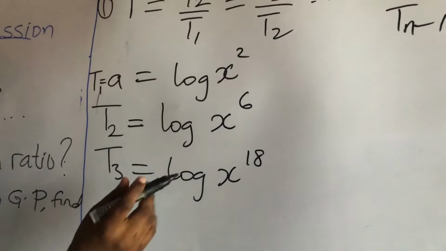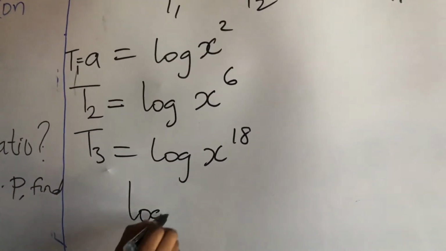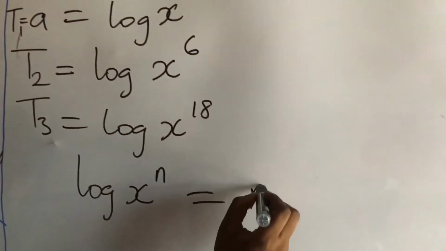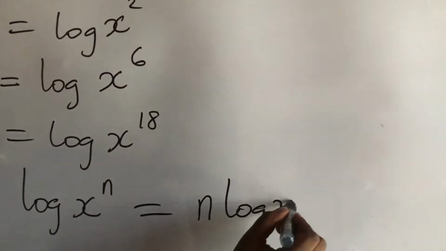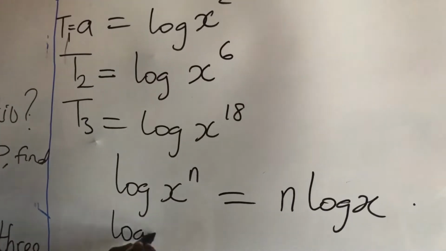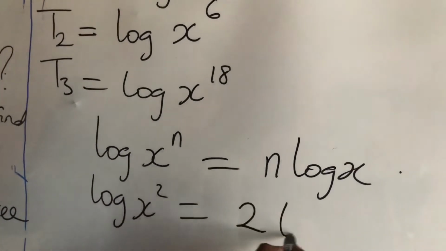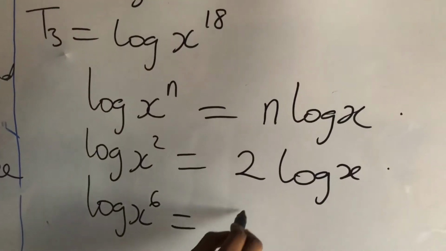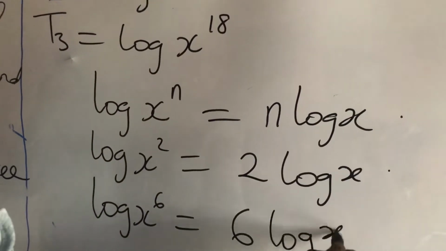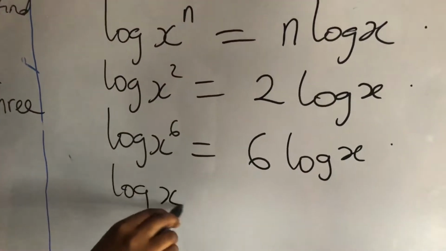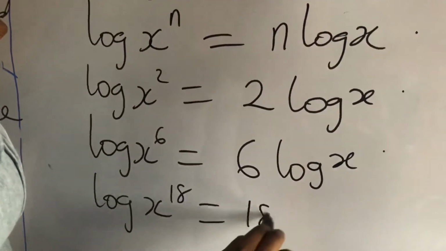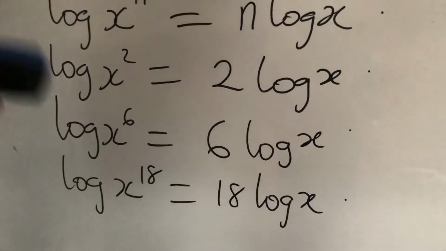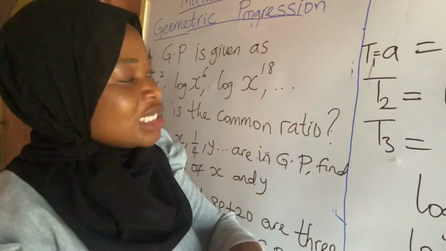And according to the law of logarithm, if we have log of x raised to the power of n, it's the same thing as using this power to multiply the log, so it's equal to n multiplied by log of x. The same thing is applicable here. Log of x squared can be written as 2 multiplied by log of x. Log of x raised to the power of 6 can be written as 6 multiplied by log of x, and log of x raised to the power of 18 can be written as 18 multiplied by log of x. So you can see that I've simplified this one. I've given you hints, so you should be able to solve it, but I won't leave you to solve it alone. Let's solve it together.